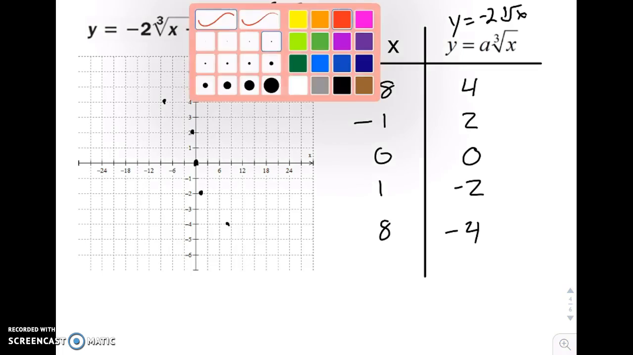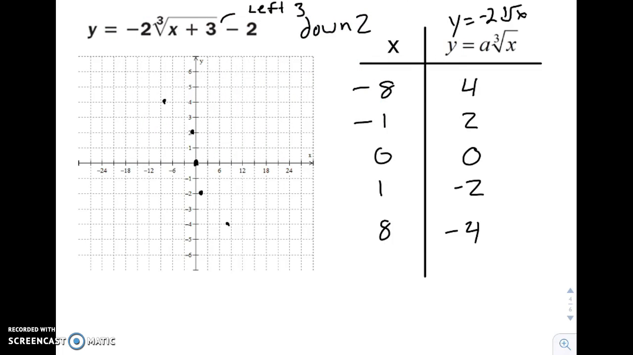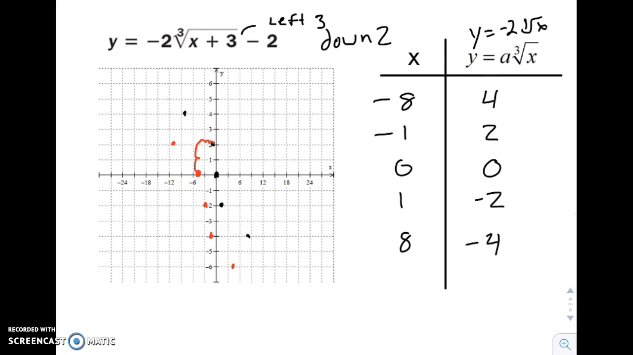Now the translation, we just move each of those points, left 3, down 2. So you go over 1, 2, 3, down 1, 2. Moving over 1, 2, 3, down 1, 2. Point there. Over 3, down 2. And just making a smooth curve with that.